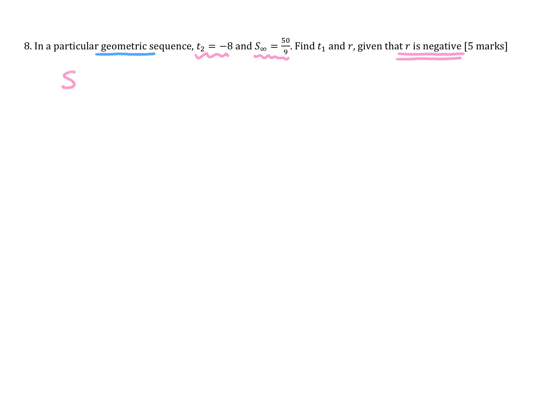The sum to infinity is equal to term 1 over 1 minus r. Now, I don't know what term 1 is, but we'll work that out. I do know what the sum to infinity is, and that is 50 over 9. That's going to equal term 1 over 1 minus r. We'll tuck that away until later. Now, I'm thinking to myself, wouldn't it be lovely if I knew what term 1 is? And I don't. But I do know what term 2 is. Term 2 is negative 8.